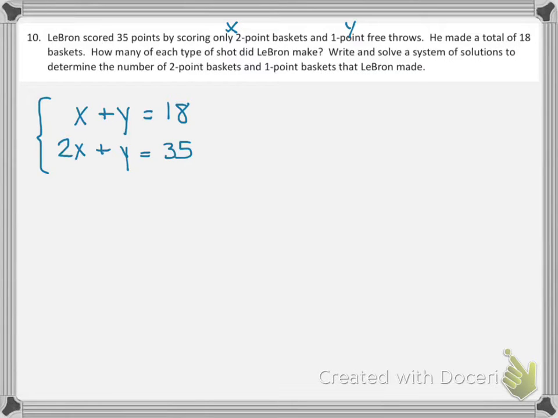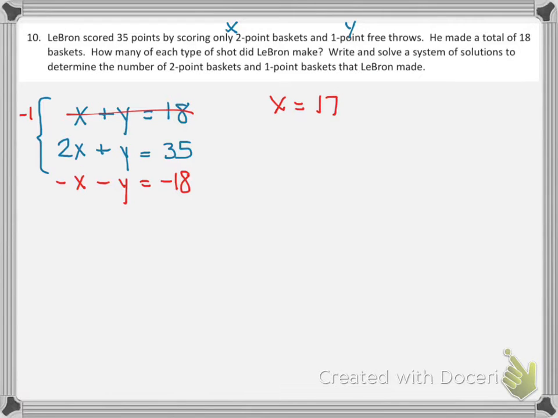All right, now we can solve the system by multiplying through, maybe multiply through by a negative 1 up here. That would give me a negative 1x, negative 1y, and that's equal to a negative 18. And now we can put those two together. 2x minus 1x is x. The y's cancel, and 35 minus 18 is 17. So x value is 17.